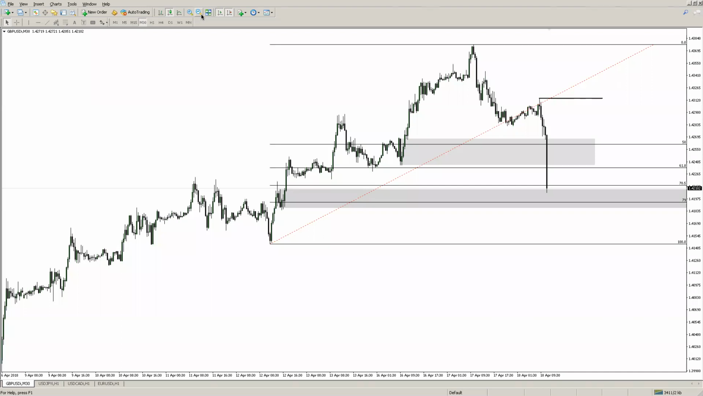Please explain what a bearish or bullish ICT order block is. Okay. Yes.